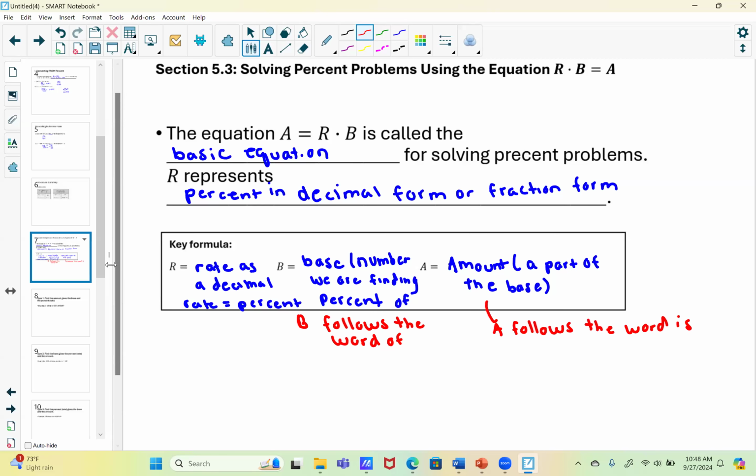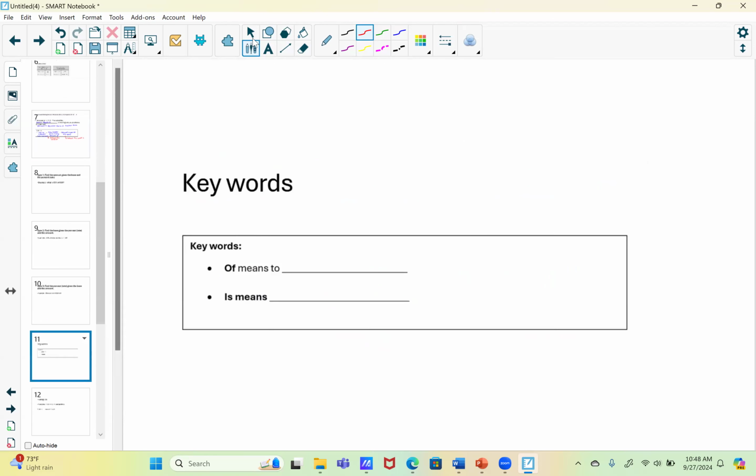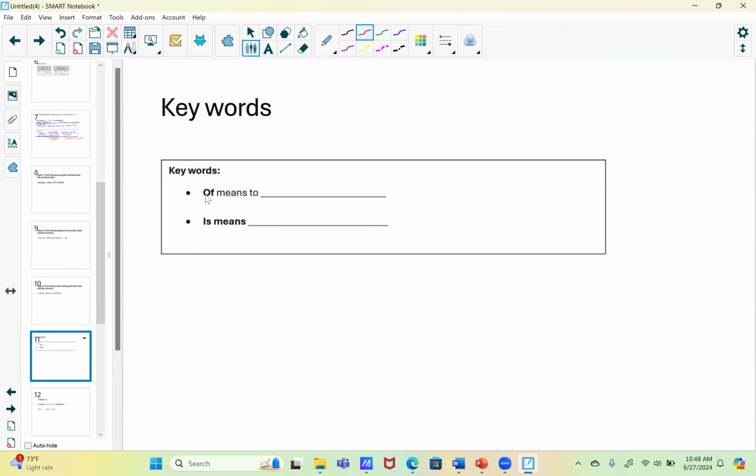So again, you might need to pause to keep writing that, but this is the basics of the formula. This will help us with keywords. If we remember from our section 2.6 on translating, of means to multiply, and any time we say is, it means equals. So if we're translating sentences into this equation, this helps us remember the order and figure out which is B and which is A. When it says of a number, that's usually B. And if it says is something, that represents our A.